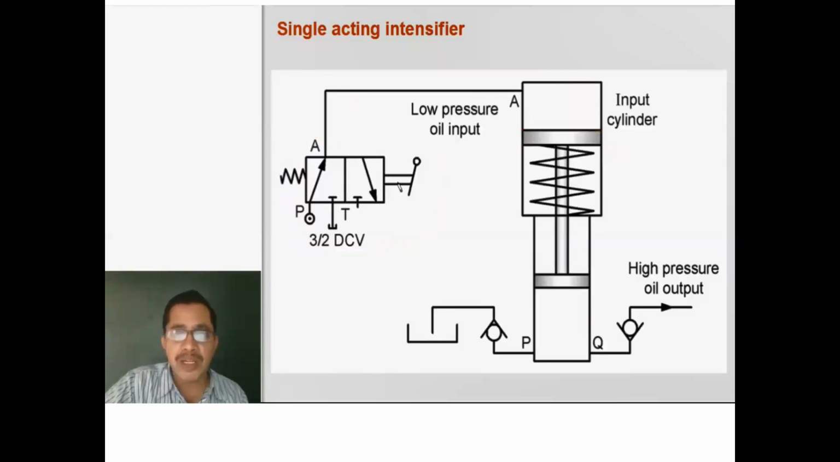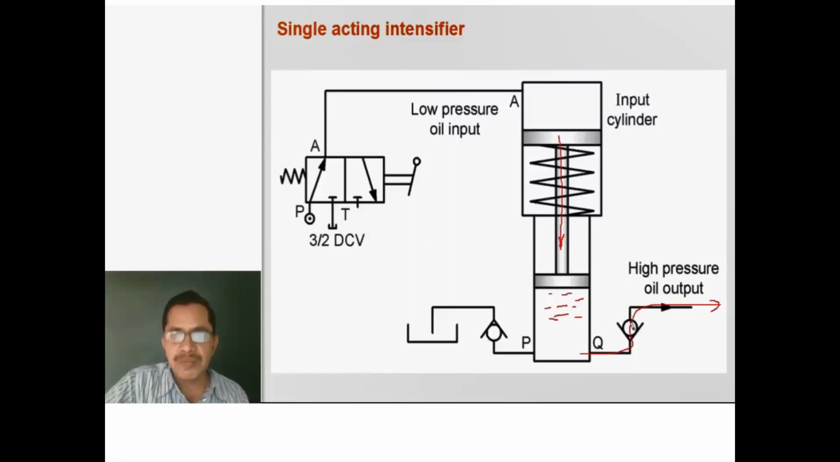When we keep the lever in the first position, oil flows through port A to this big cylinder. That's why the piston will move in the downward direction and it will push the oil in the small cylinder to come out through this check valve at high pressure.